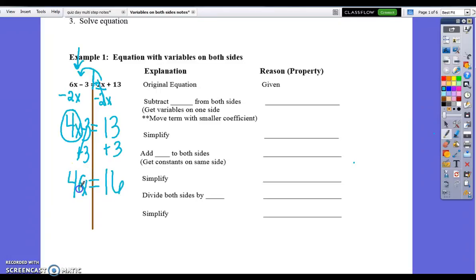All right, so I also need to get x by itself. What's in my way? The 4. What is 4 and x doing to each other? They're being multiplied, so what am I going to do? I'm going to divide. So x equals 4.